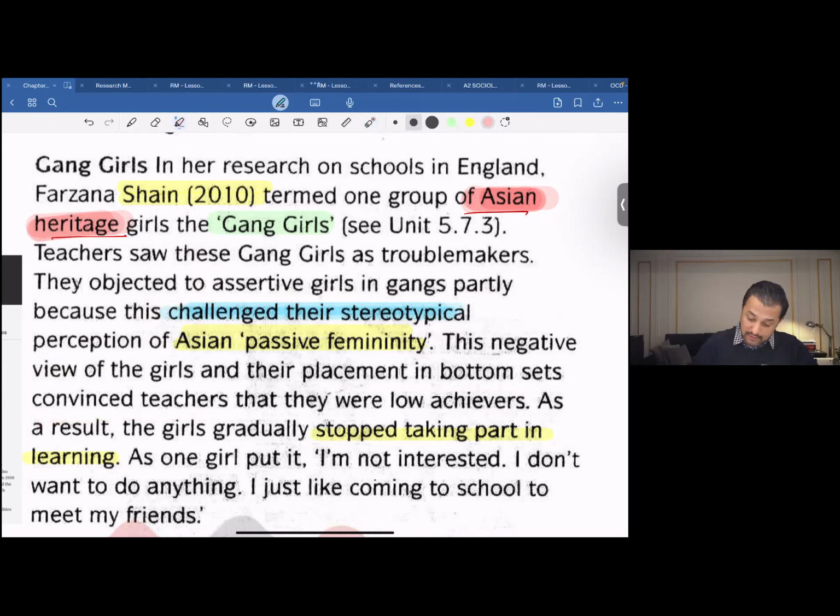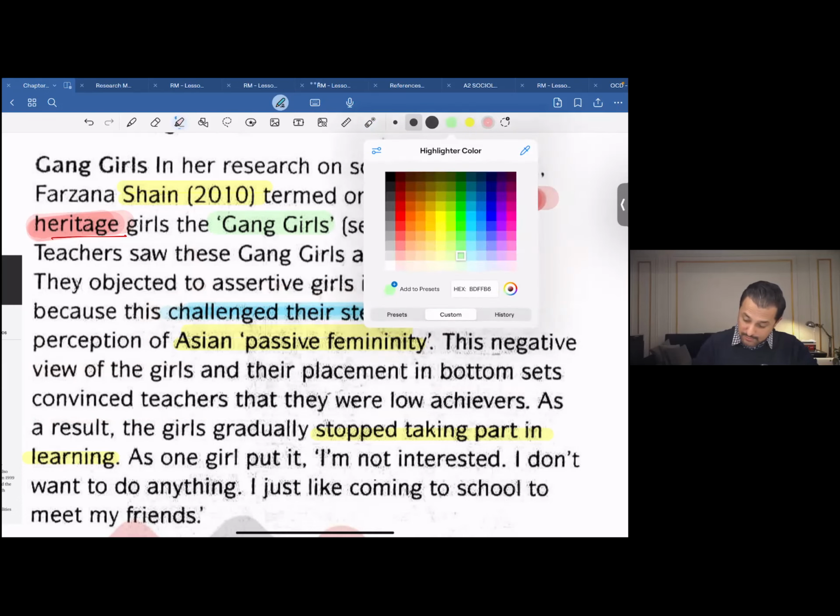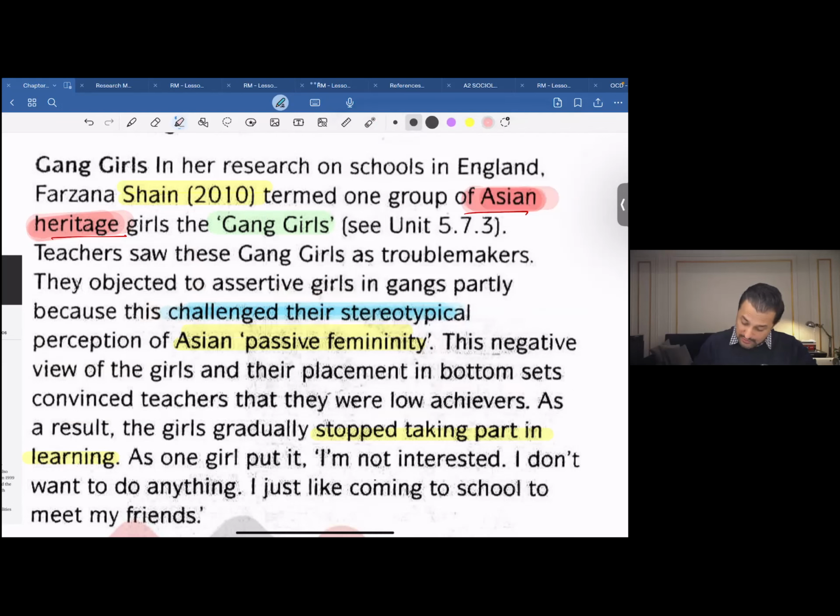So, number one, the negative view. Let me pick up another color. Number one, the negative view. Where did it go? No, I need to change this.